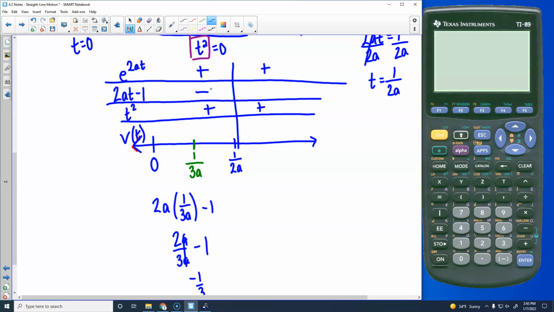So I have a negative here. We're probably going to have a positive for the other part, but if you want to really be sure of it, what's something bigger than 1 over 2a? 1 over 1a. That would give you 2a times 1 over a minus 1, so 2a over a minus 1. These cancel, 2 minus 1 gives us 1, a positive here. So my function's negative here, positive here. My velocity is negative then positive.